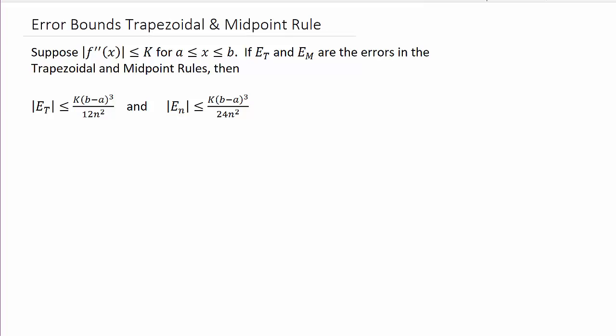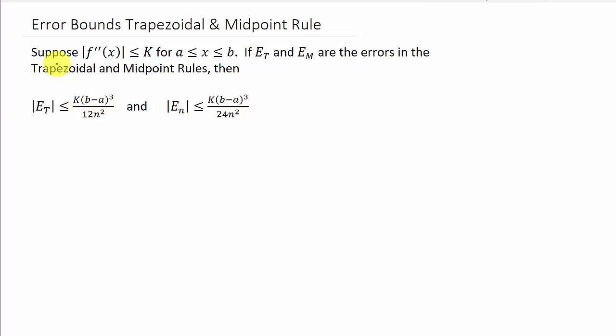Alright, so in this video we're going to look at error bounds for the trapezoidal rule. I also have the midpoint rule, but let's just look at the trapezoidal. I'll have separate videos for the midpoint.